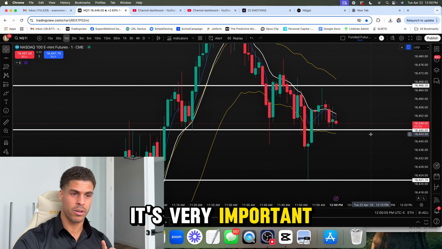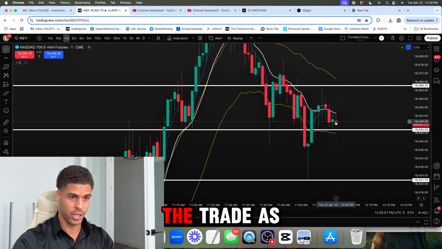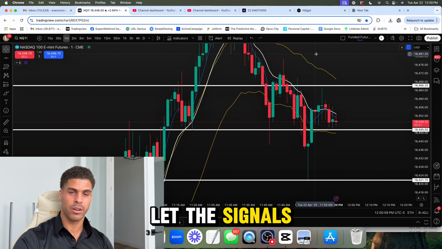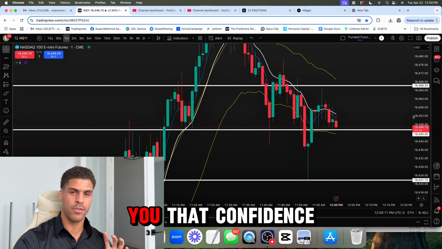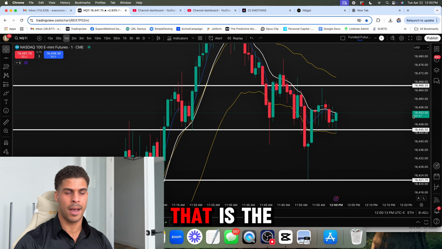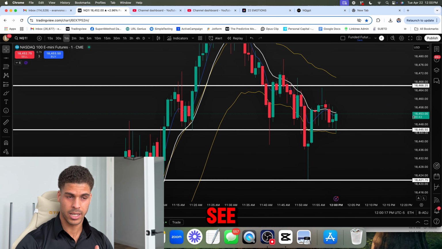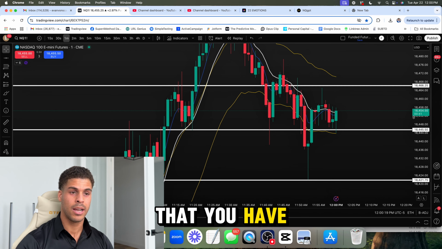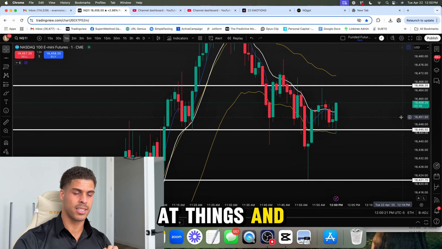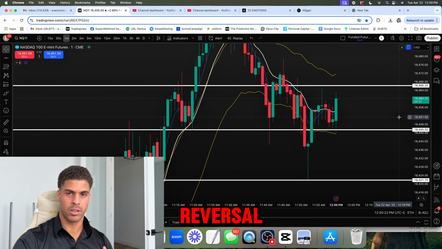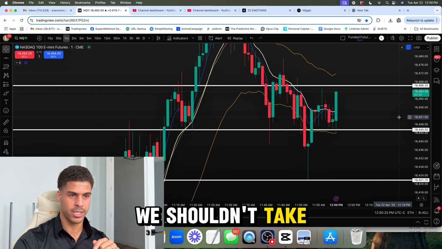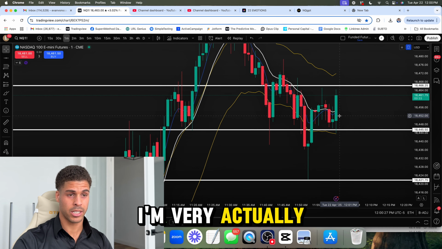Now, it's very important for you not to trade this strategy and just take the trade as soon as you see it. Let the signals basically give you that confidence too. The reason for that is the AI can see way more things than your eyes can see, and it doesn't have the emotion that you have. And so it's able to look at things and say, that's probably a reversal. That's not going to be a good trade. We shouldn't take that.